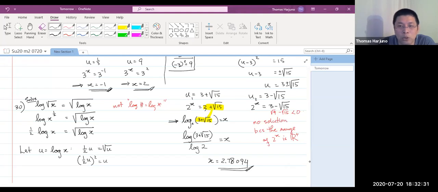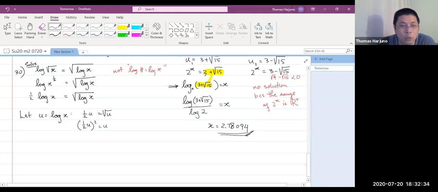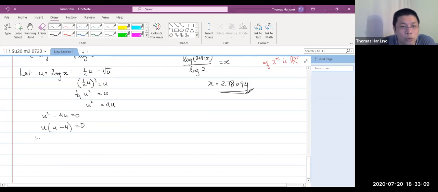Now, remember, once we square both sides, we need to check whatever answer we have in our final answer against the original equation. This will be 1/4 u squared equals u. So u squared equals 4u. Now, don't divide by u. Why not? Because what if u equals 0? The proper way to do it is to factor. Okay, so we get u equals 0 or u equals 4.